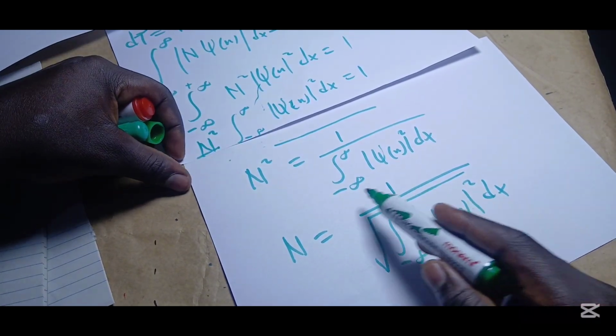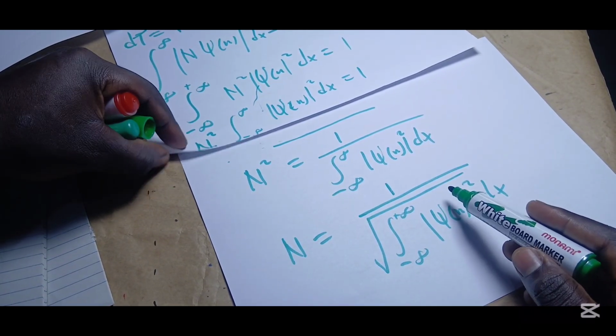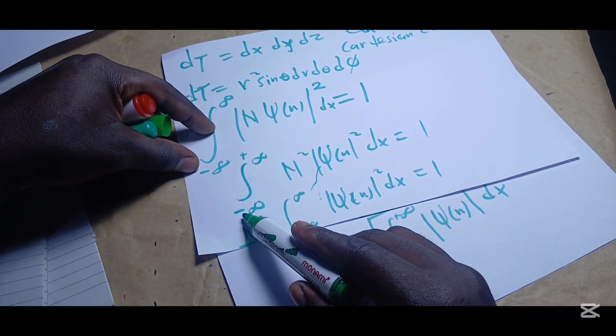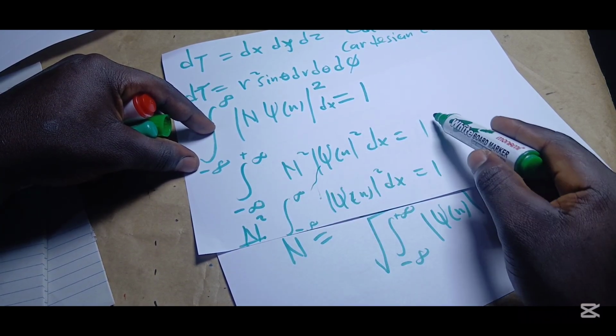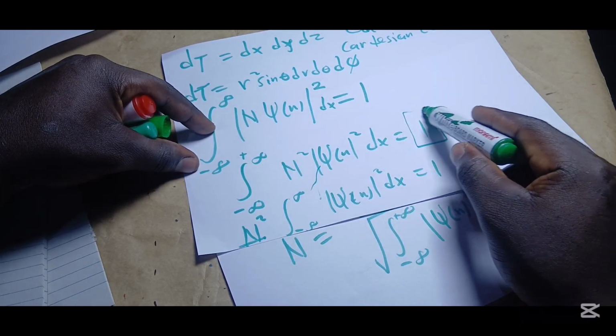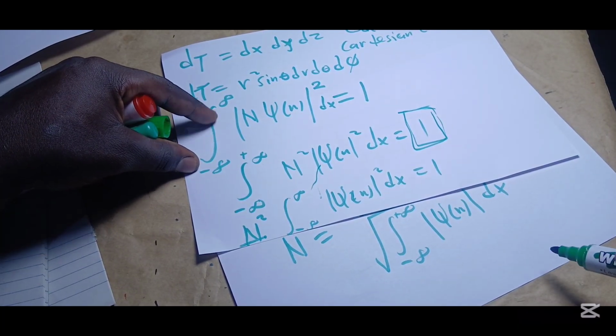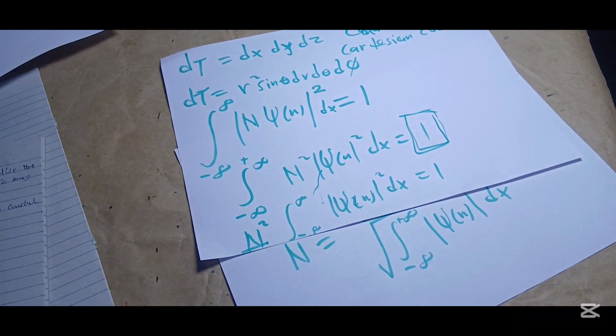So if we find our normalization constant and multiply it by the wave function, and evaluate it from negative infinity to positive infinity, the value we should get is equal to 1, which means the probability of finding the particle in the system is 100%.